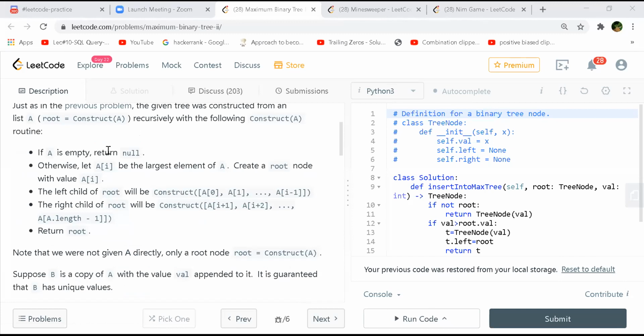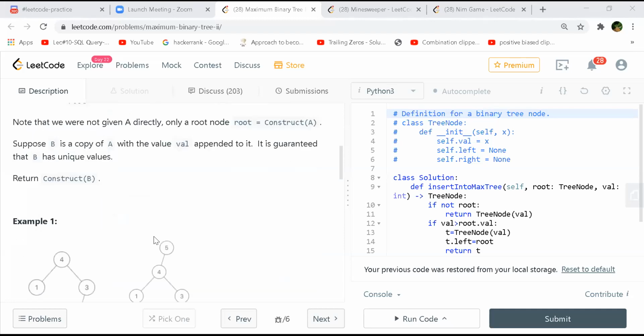If A is empty, you return null. Otherwise, if A[i] is the largest element of A, you create a root node for that. The left child of the root will be built again from the left part, and the right child from i plus 1 onward. And we have to return the root. We are not given A directly, only the constructed root. Suppose B is a copy of A with the value val appended to it. It is guaranteed that B will have unique values.